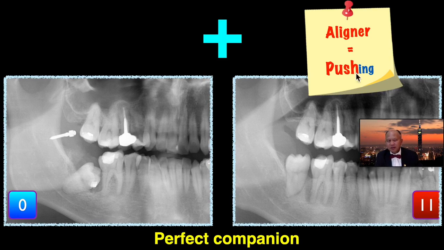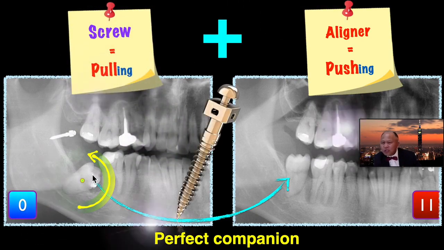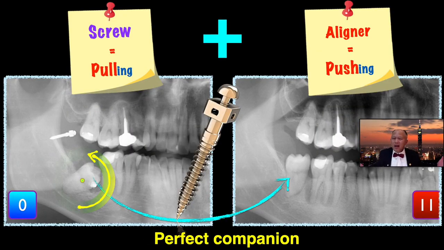And remember, the aligner is pushing. But how can you upright this? To upright this horizontal impaction, you need a pulling mechanic. And a screw is good for a pulling mechanic to provide a moment to upright. So screw equals pulling. So why not put a screw behind this second molar and provide a pulling mechanic, and it becomes easy.